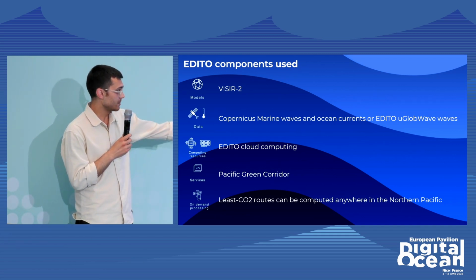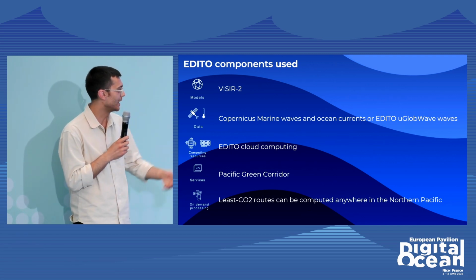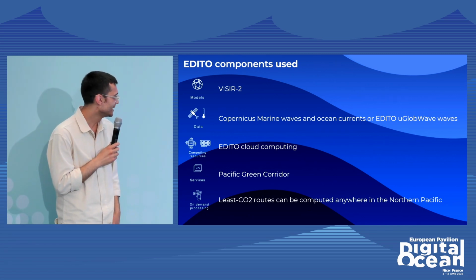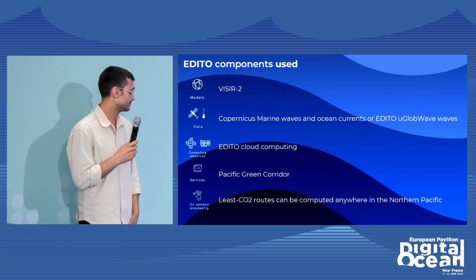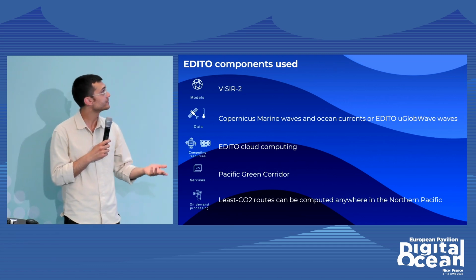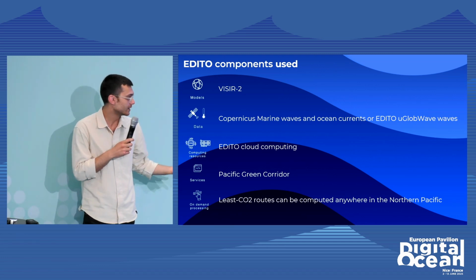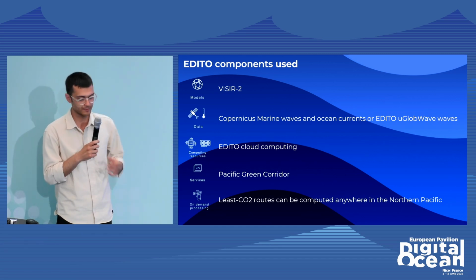And the name of the service that we published is the Pacific Green Corridor, and we will see why. There's a reason behind this name. And all of this is served as on-demand processing, so every user, upon registering on the EDITO platform, can run a low CO2 route anywhere in the Northern Pacific.